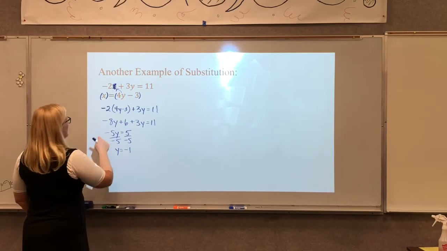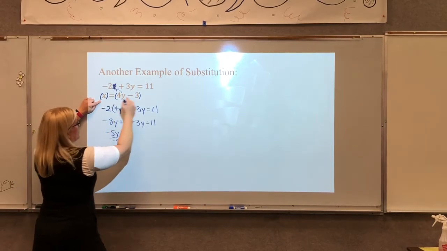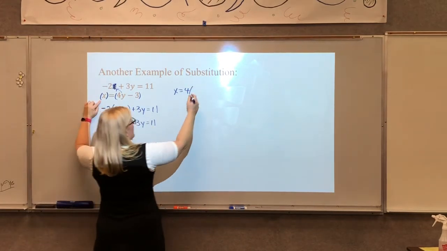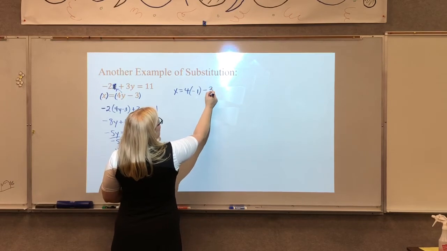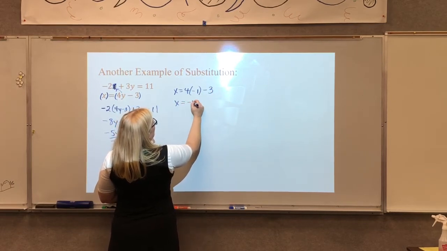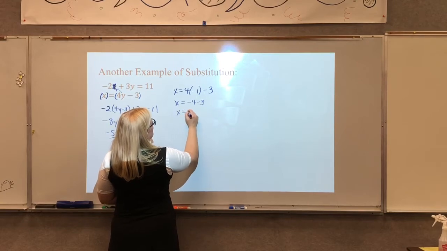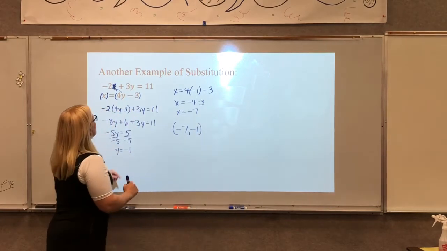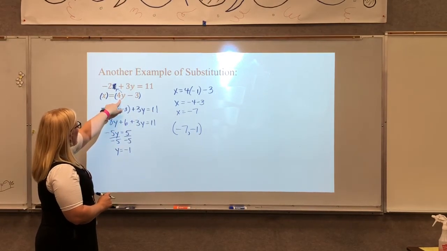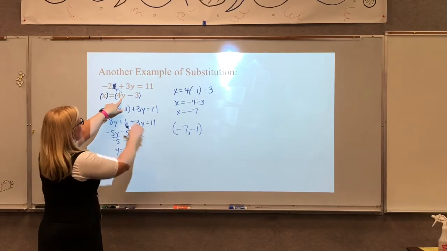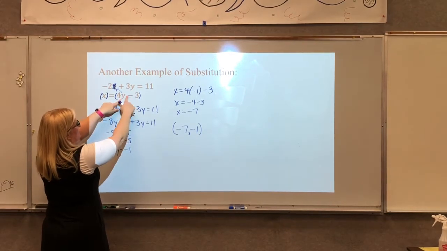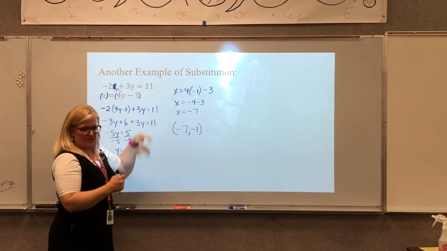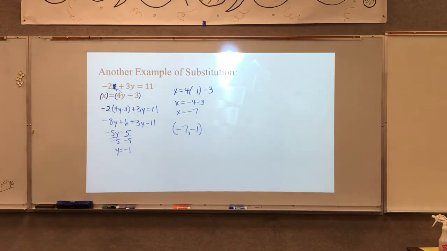All right, so I can come back up here, and I'm going to plug it into here. So x equals 4 times y, which I just figured out is negative 1, minus 3. So x equals negative 4 minus 3, which is negative 7. So my answer here is negative 7, negative 1. So if I plug this in, I've got 4 times negative 1 is negative 4, minus 3 is negative 7, and if I plug these back into this equation, it will also work and it will equal 11. Okay.